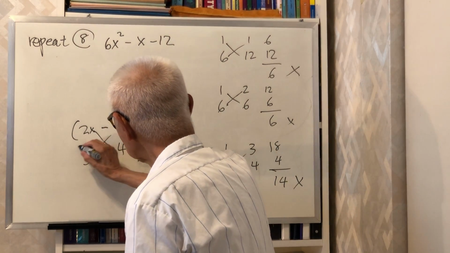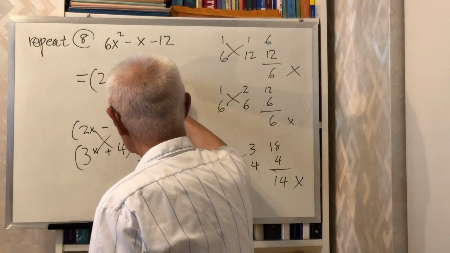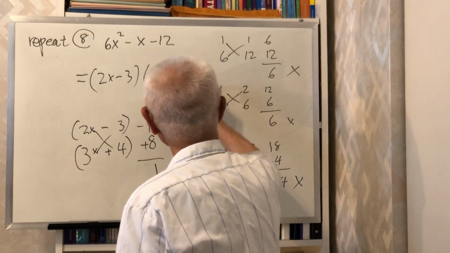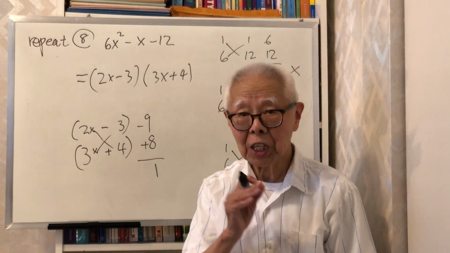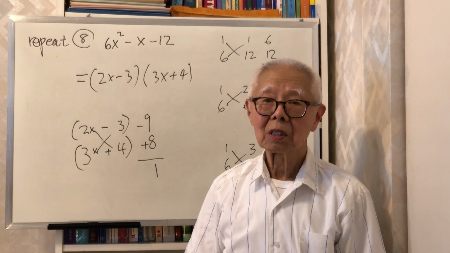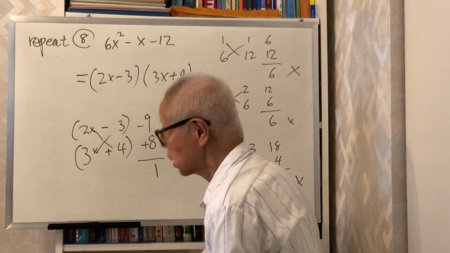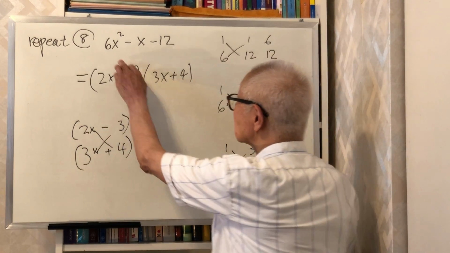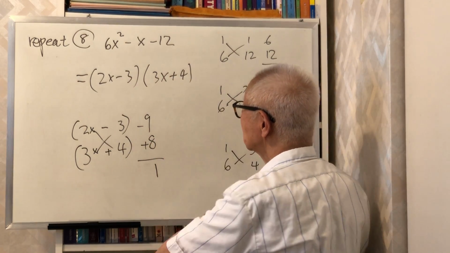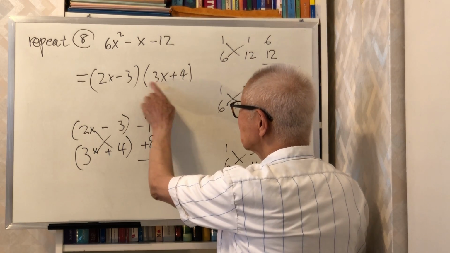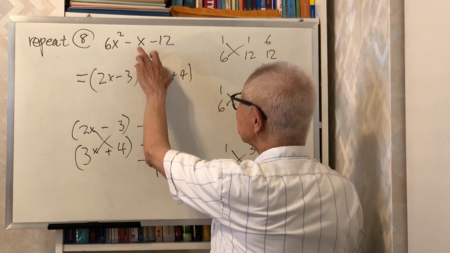I put bracket here, and then this is 2x minus 3, 3x plus 4. Oh, by the way, when you do factoring, it is best to check your answer. Yeah, to make sure your work is all right. So check your answer. How do you check your answer now? Here, 2 times 3 is 6. So you get this. 3 times 4 is 12, and it's negative. 3 times 3 is 9. 2 times 4 is 8. This is negative 9. Positive 8, so you get negative 1.